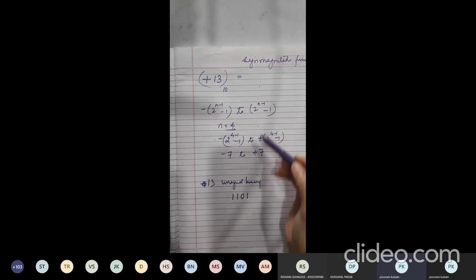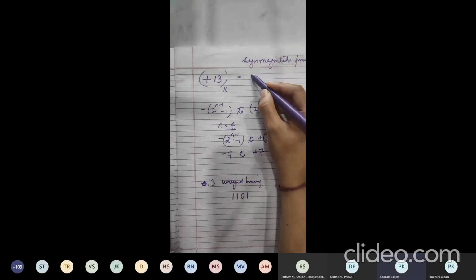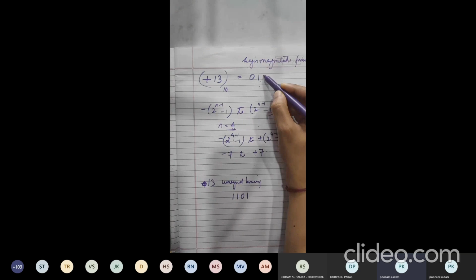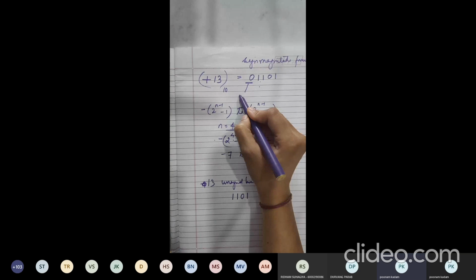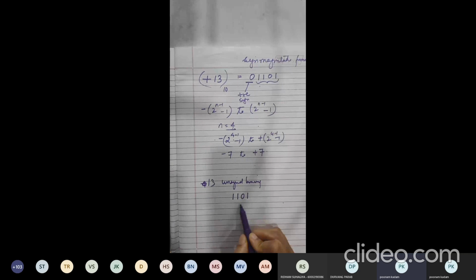So plus 13 will be 0, 1, 1, 0, 1. The 0 is indicating that the number is positive, it is indicating the sign of the number, and 1101, as we know, is the straight binary representation of decimal number 13. So this is how we write plus 13.